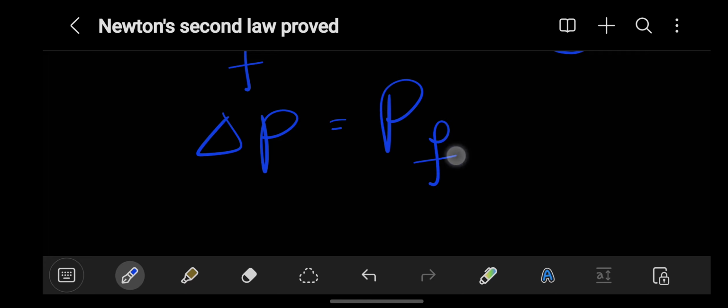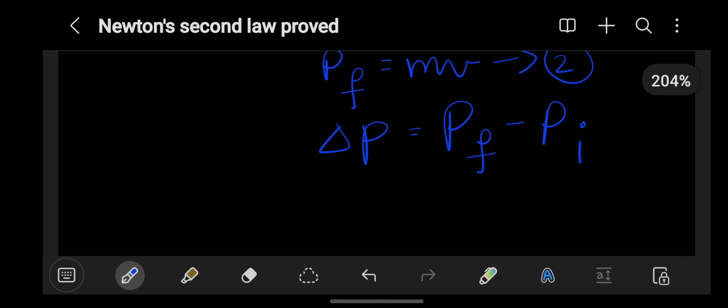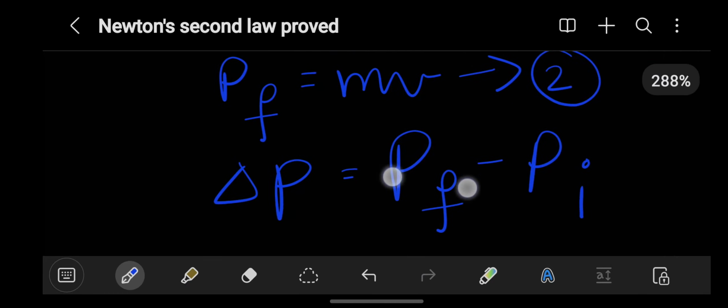If we compare both of these equations, we end up with delta P equals PF minus PI. Why PF minus PI? Because naturally let's assume that PF is greater than PI. But say PI is greater than PF, then we would write PI minus PF. But let's just assume PF is more than PI.